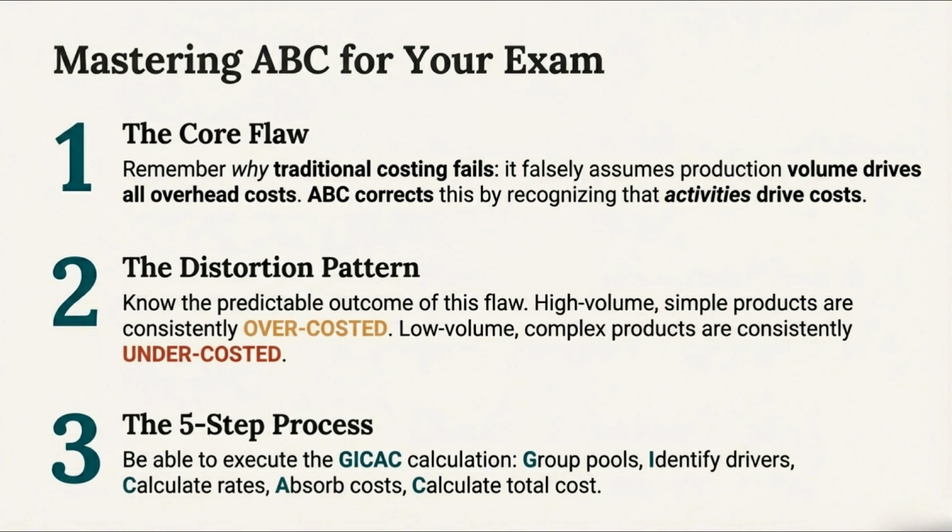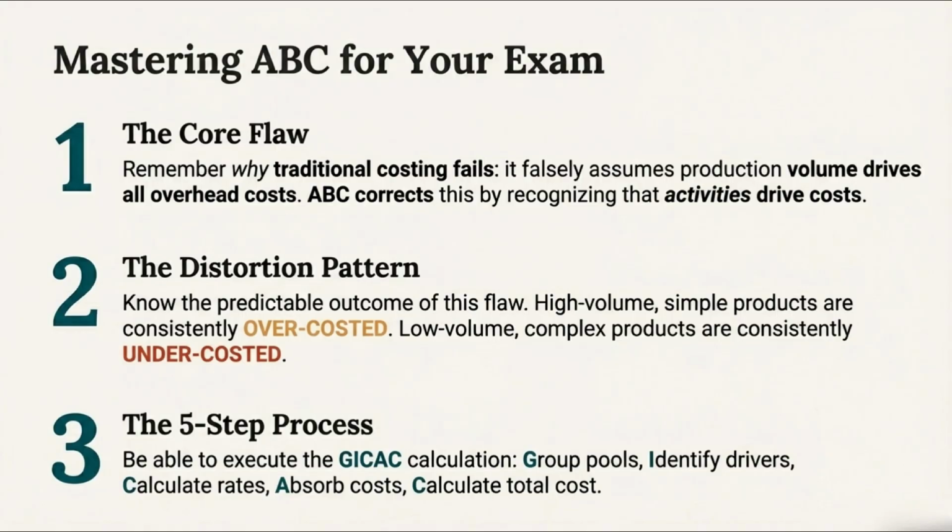Number 2. The distortion pattern. Know the predictable outcome of this flaw. High volume, simple products are consistently overcosted under traditional methods because they're charged for activities they don't actually consume. Low volume, complex products are consistently undercosted because their heavy consumption of activities is hidden by their small share of volume. If the exam describes a scenario and asks which products are likely over or undercosted, this pattern is your answer.